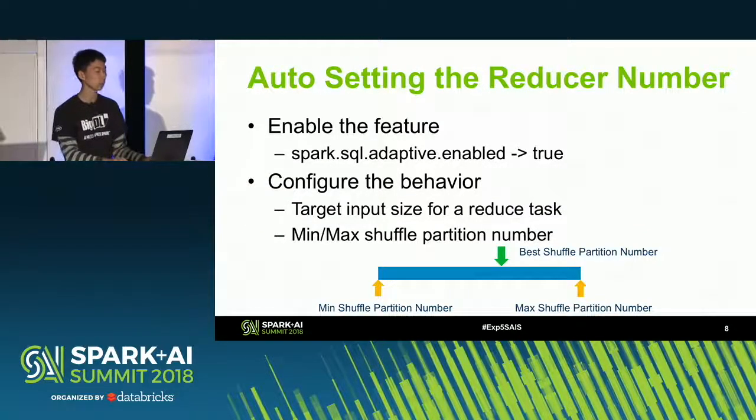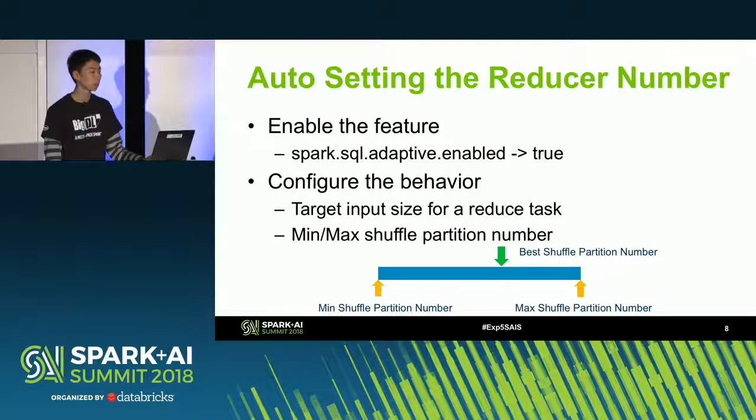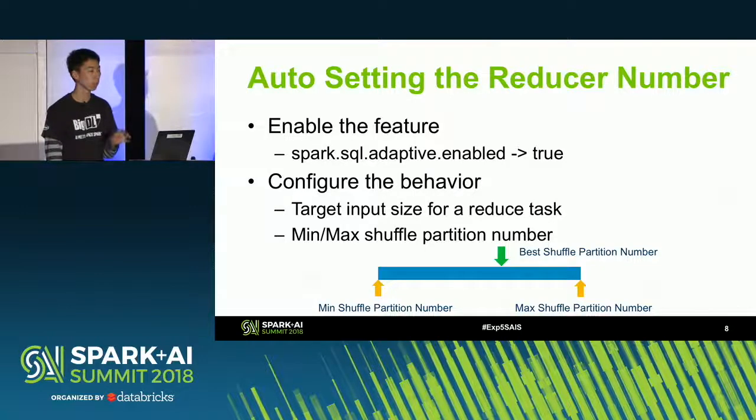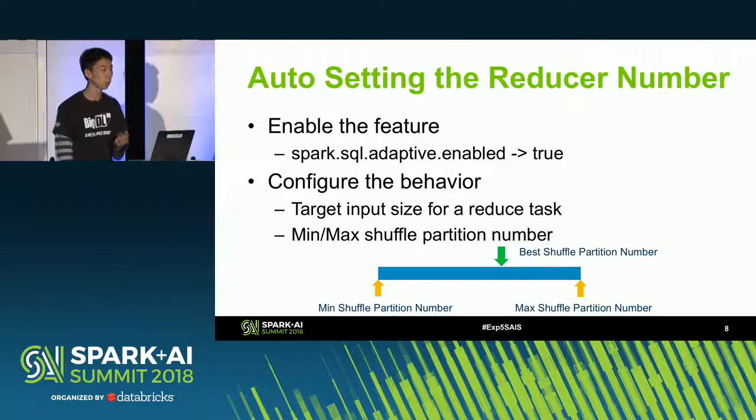So next, let's take a look at all 3 main features in adaptive execution. We know in Spark upstream, there is also an adaptive execution feature, but our work is based on some of that work, with a new design and a new implementation. Currently, there are 3 main features in our implementation. The first one is to auto-set the shuffle partition number. We can enable this feature, and then we can also configure the behavior.